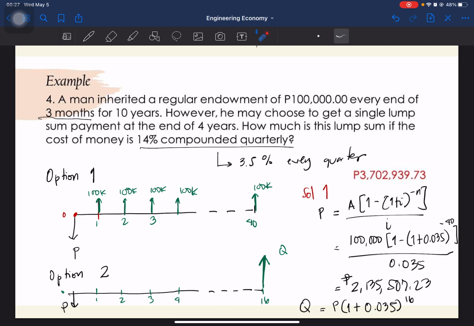Pwede mo rin namang gamitin, kung ayaw mo na itong P, you can also use yung formula ng annuity na F. Okay? Get the future worth of all this 100K, and kapag nakuha mo na yung future worth, i-atras mo dun sa 16th quarter, ano yung value niya. That should give you the same formula. Okay? I will not show you the solution, kayo nang bahalang mag-work nun. Pero, that should give you the same answer. Okay? Yun, that's it. Ayun yung sagot.